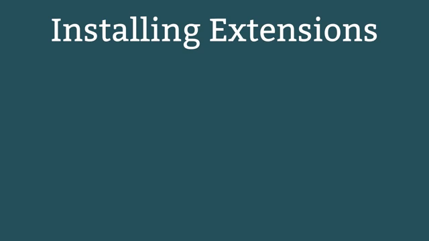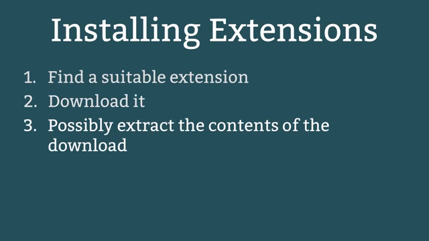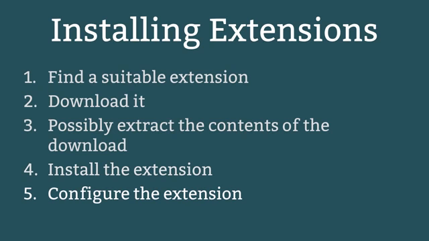The process of installing and configuring extensions varies depending on whether or not you need to extract some files first. So it's always a good idea to read the documentation from the developer. The basic process is: 1. Find a suitable extension. 2. Download it. 3. Possibly extract the contents of the download. 4. Install the extension. And 5. Configure the extension.